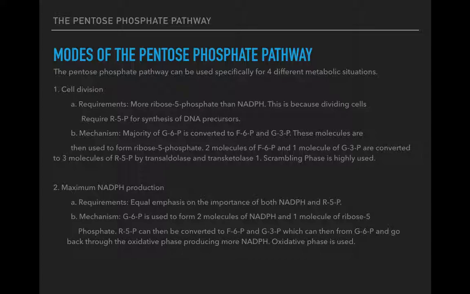The second mode is going to be used primarily for the maximization of NADPH production. Requirements: there's an equal emphasis on the importance of both NADPH and ribose 5-phosphate. The mechanism for this mode is that glucose 6-phosphate is used to form 2 molecules of NADPH and 1 molecule of ribose 5-phosphate. Ribose 5-phosphate can then be converted to fructose 6-phosphate and glyceraldehyde 3-phosphate, which can then form glucose 6-phosphate and go back through the oxidative phase, producing even more NADPH. In this mode, the oxidative phase is highly used.